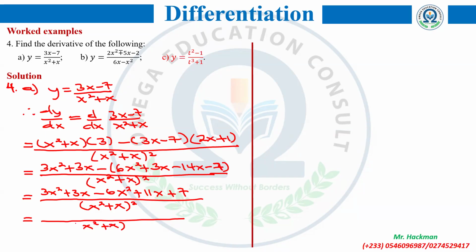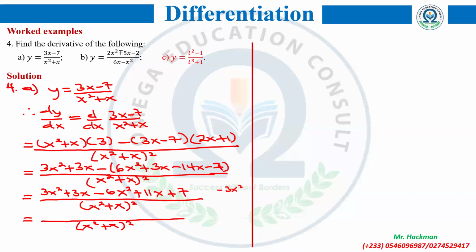Never expand the denominator if it is more than a term to a certain power. So now what do we have? 3x squared minus 6x squared. That will give me minus 3x squared, but I will keep that because I don't want to start with negative if possible. So in my mind, I'm keeping minus 3x squared. So that has been shelved.